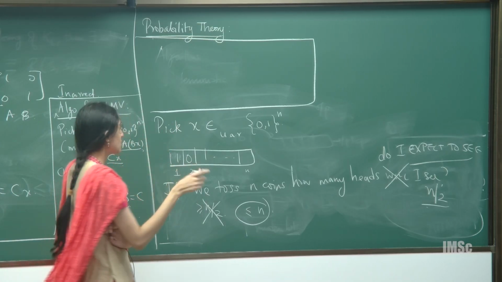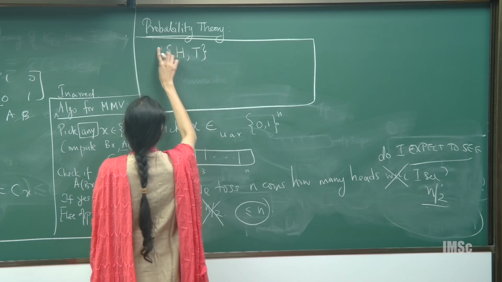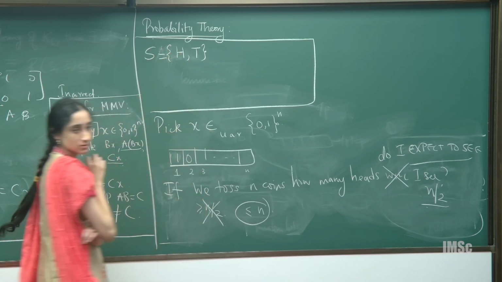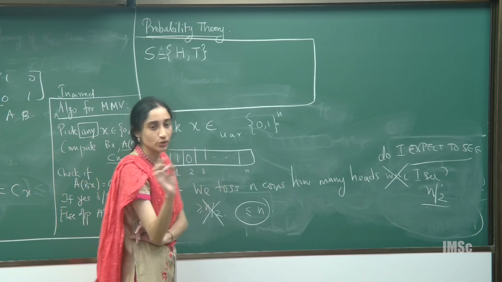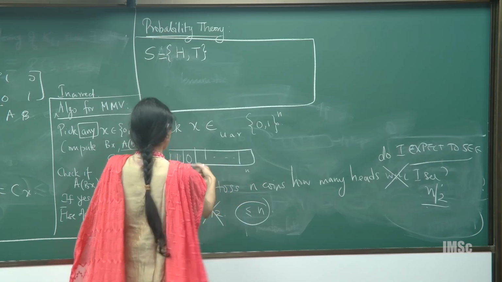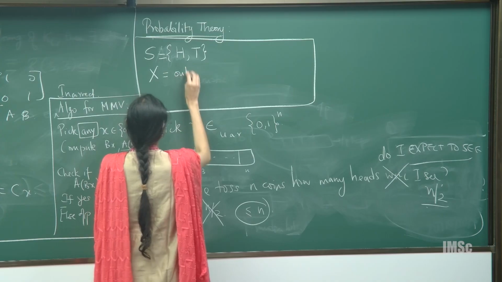So there are two outcomes here, head and tail. What is this? Sample space. The set of all possible outcomes, there are only two. This is in one coin toss. So we are going to toss only once. Here you have to toss n times. So what is x? x is going to be the outcome of the coin toss.